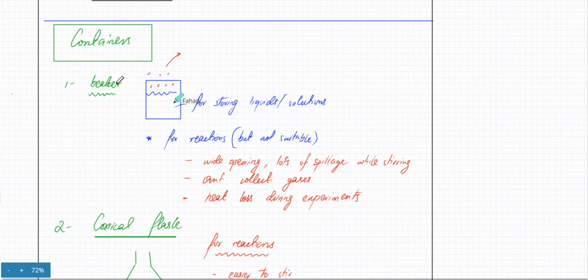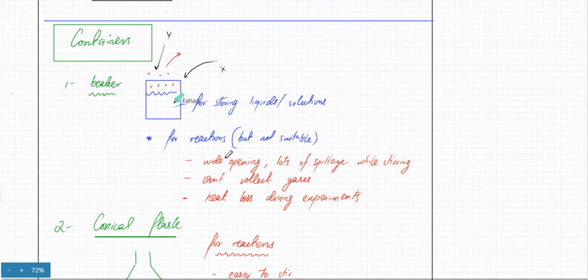It's mainly used for storing liquids and solutions. इसका कोई और काम नहीं है. It's used for storing liquids and solutions. But a lot of times you do reactions in beakers as well. Ke do reactants hai un dono ko, let's say there's X or Y ko react karna hai. So a lot of times what you would do is you would react X and Y together in a beaker. But beaker is not suitable for reactions.